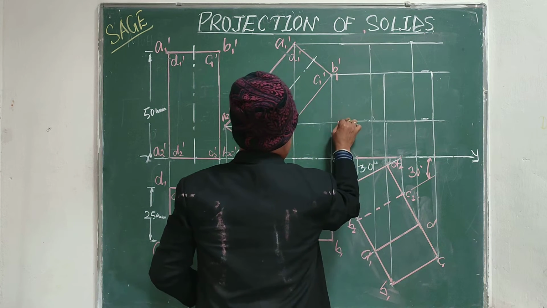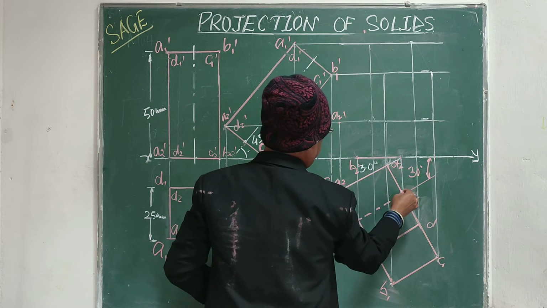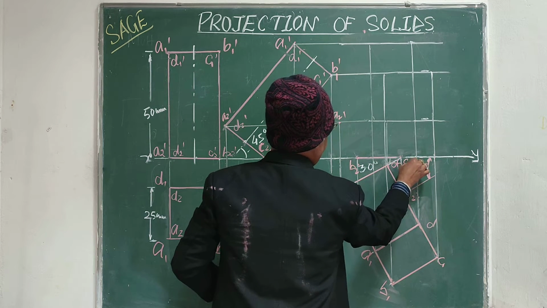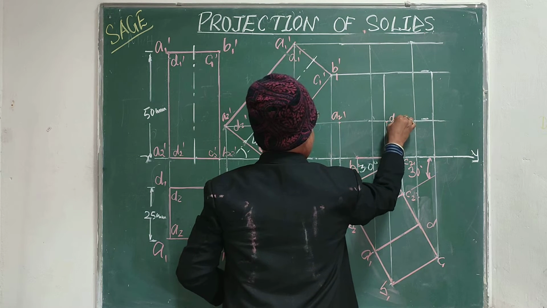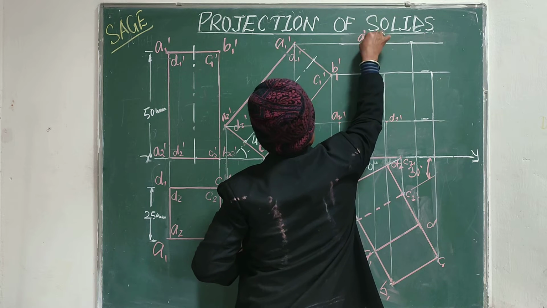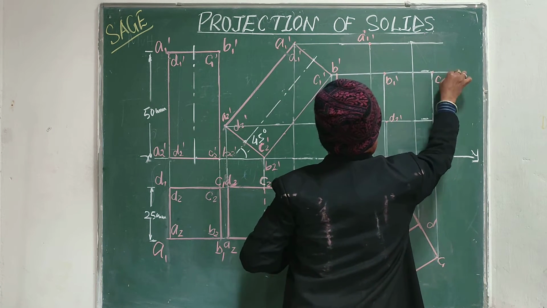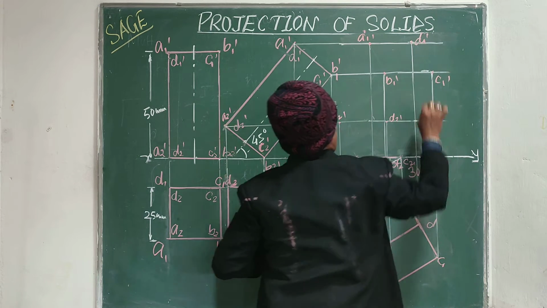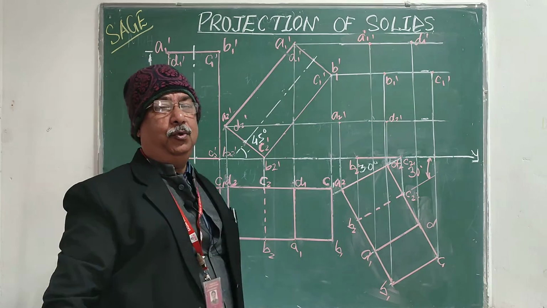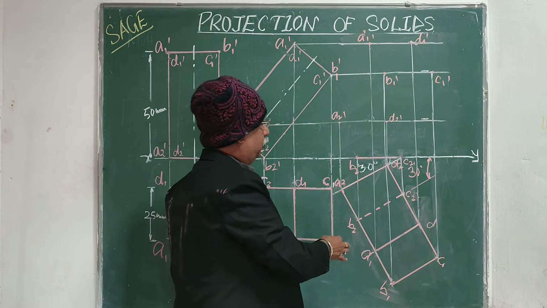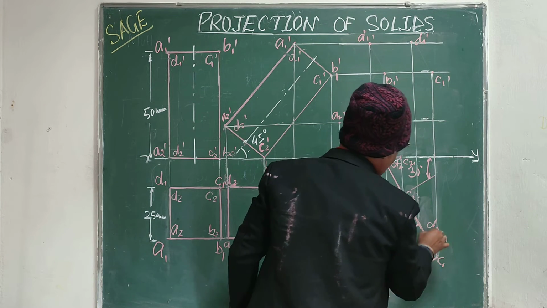So this will be A2 dash, this is B2 dash, this is C2 dash, and this is D2 dash, this is A1 dash, B1 dash, C1 dash and D1 dash. As already discussed, what we will do initially, we will draw the locus lines and then draw the projectors. Go for the projector for that point line in which the point will be available.